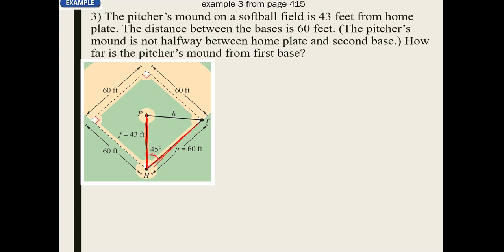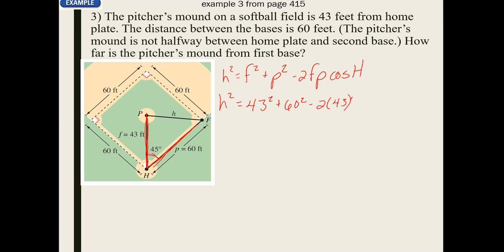So first I'm going to use just some letters here so we can kind of get our minds around what we're doing. So h squared is equal to f squared plus p squared minus 2 times f times p times the cosine of angle h. Now I can plug my numbers in, so that's going to be h squared is 43 squared plus 60 squared minus 2 times 43 times 60 times the cosine of 45 degrees. And then when you do all that in the calculator and take the square root, you're going to get that h is about 42.43 feet.